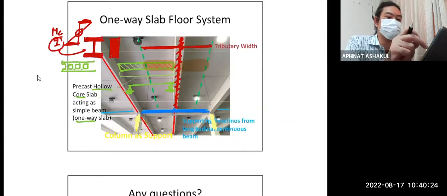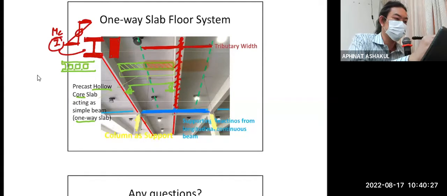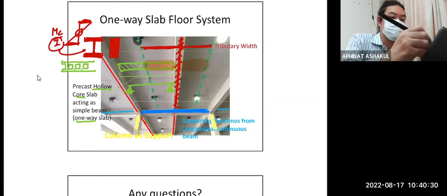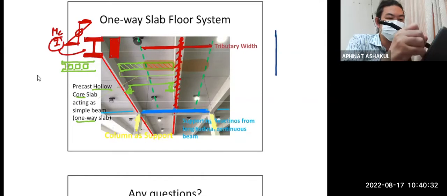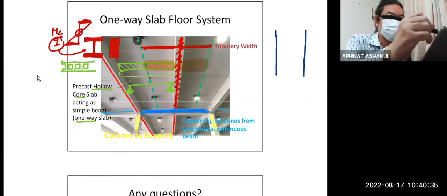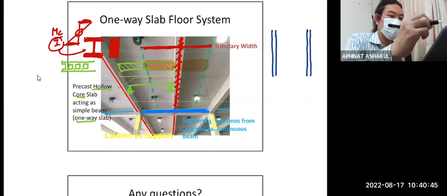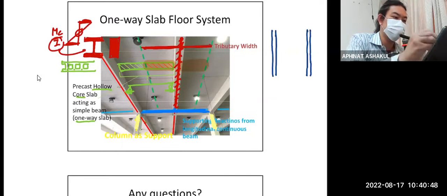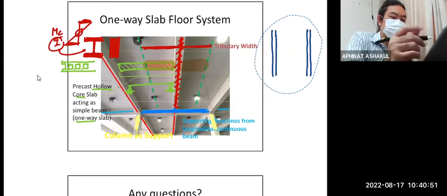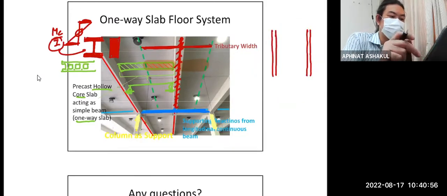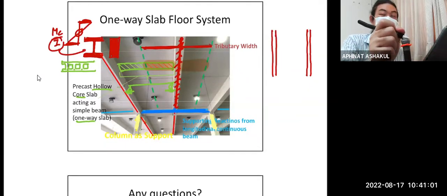So from this, if I'm going to draw something, if this is the floor system, okay? And let's say, not straight. This is the beam supporting the floor, okay? So I'm drawing exactly like this picture. I should change this into the red color so that you can refer to that. These two beams are the red ones in the picture, okay?